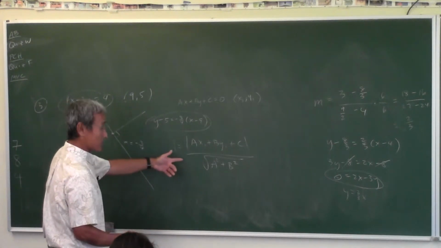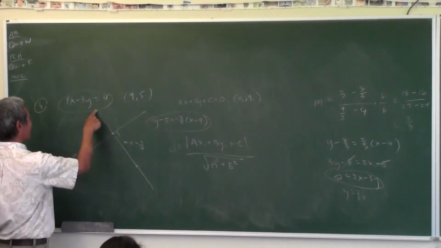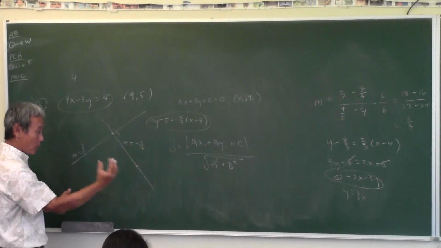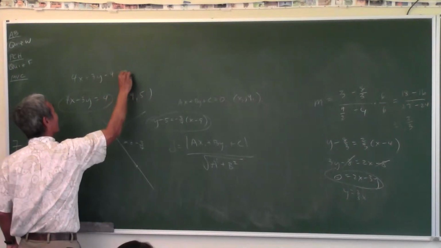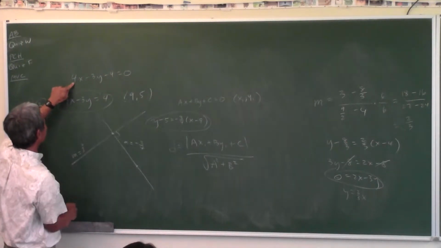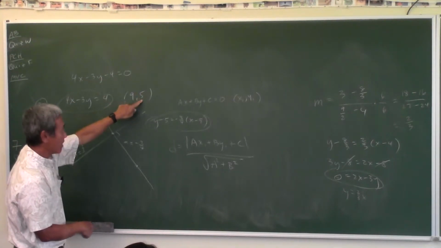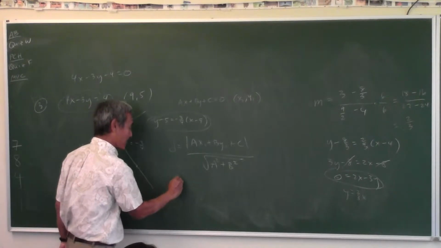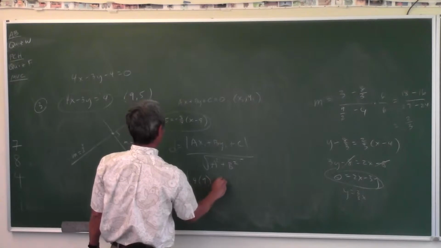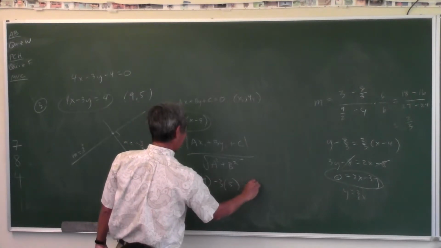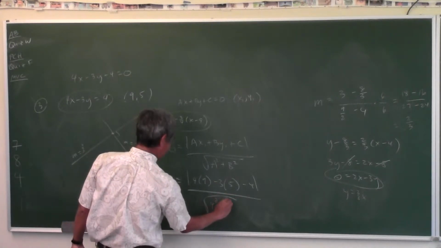Okay, so let's see how this formula works for this problem. First thing, you have to put it in general form. Is that in general form? No, general form means make one side 0 and put everything else on the other side. So you have to bring the 4 over. That's general form. This is A, this is B, this is C. This is x1, that's y1. Plug and chug into that formula. So you get the absolute value of 4 times 9 minus 3 times 5 minus 4, all over the square root of 4 squared plus (-3) squared.